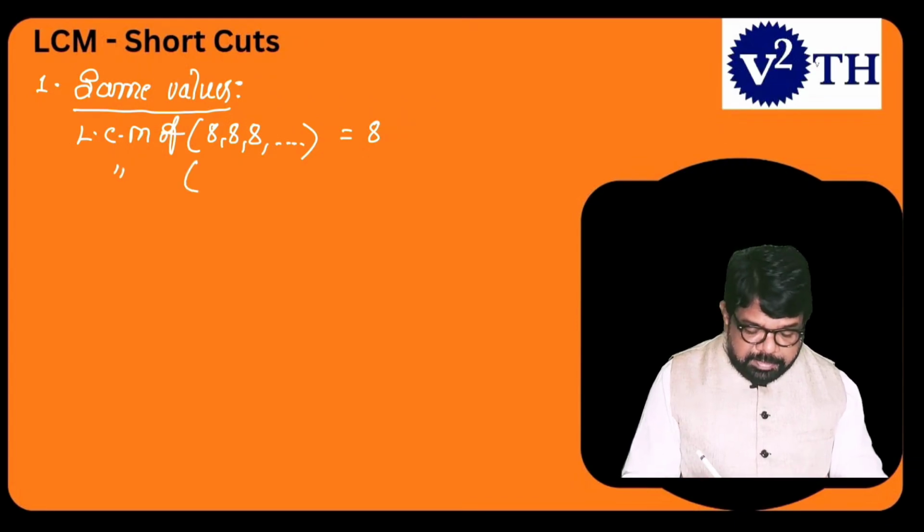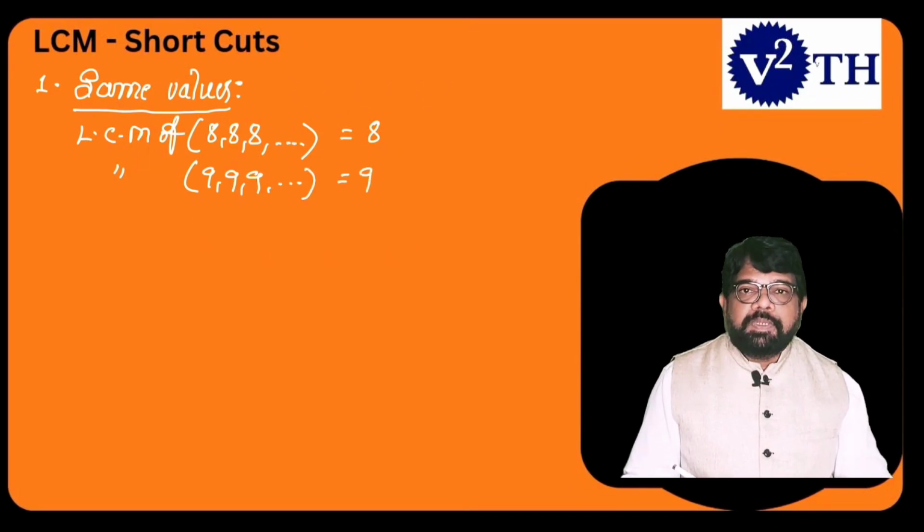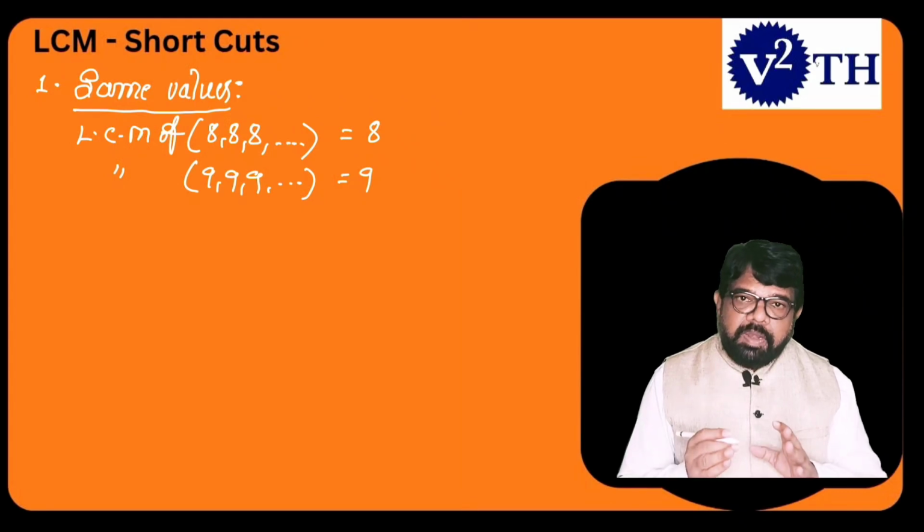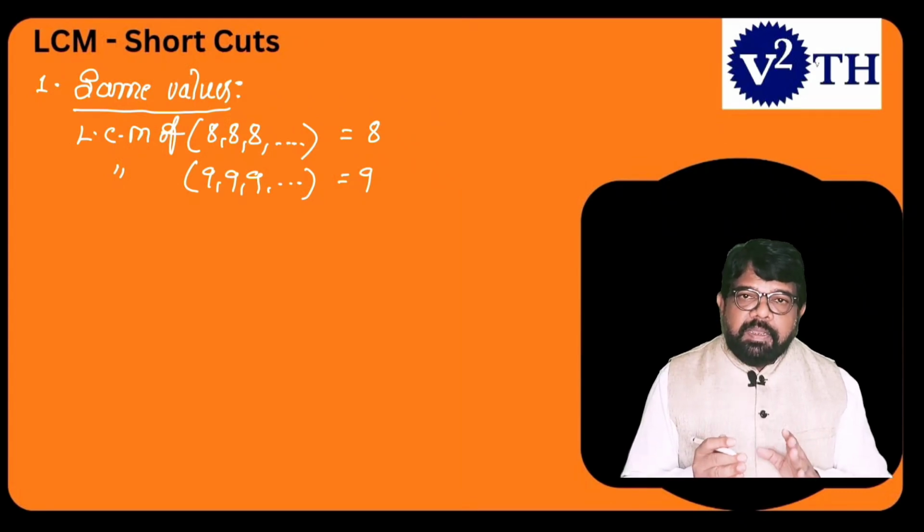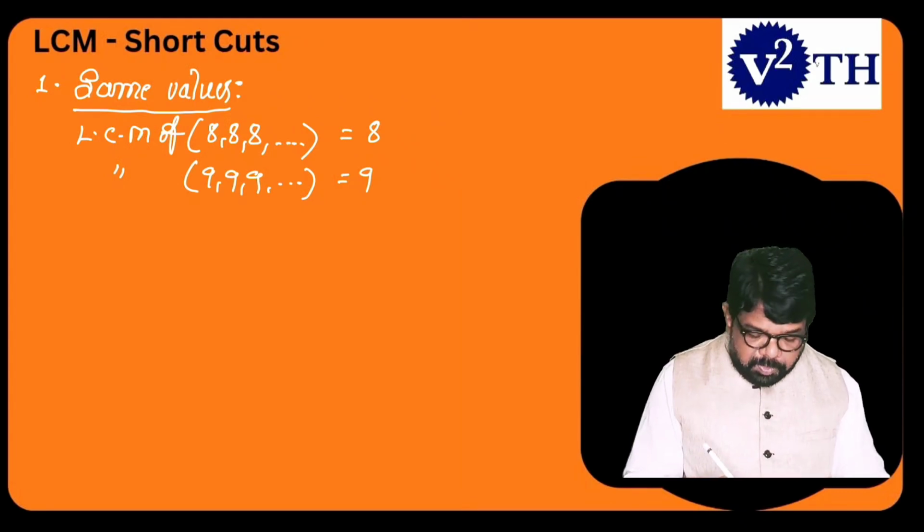Similarly, suppose what is the LCM of 9, 9, 9, a number of values is given? So 9 is the LCM. Understood? So for the same values, it is not necessary to calculate. The LCM is the number itself. Now the second shortcut is, suppose 2 consecutive values are given.